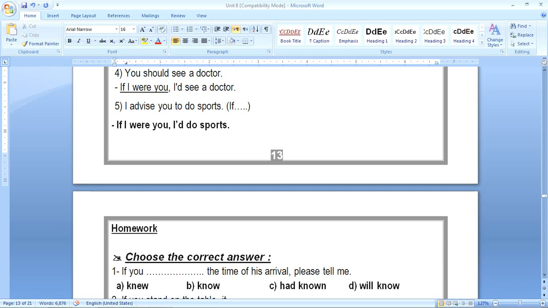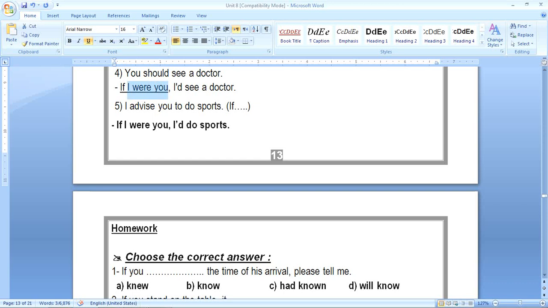One of the most important usages of the second conditional in English is giving advice. You should see a doctor, for example. Suppose that a friend of yours is ill, and he doesn't like doctors. You can give him advice by saying you should see a doctor, or you can give him advice by saying, if I were you, I'd see a doctor.